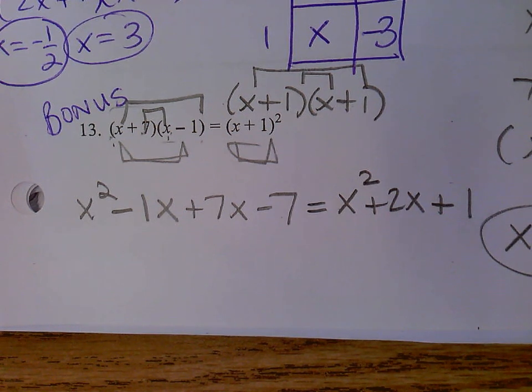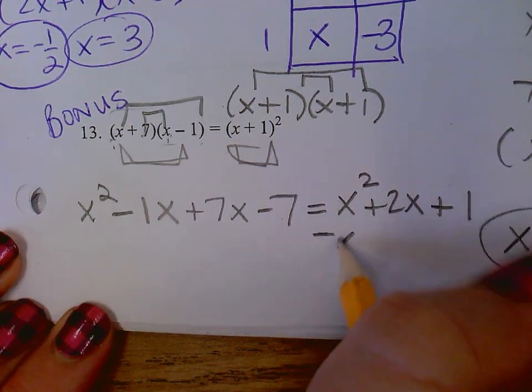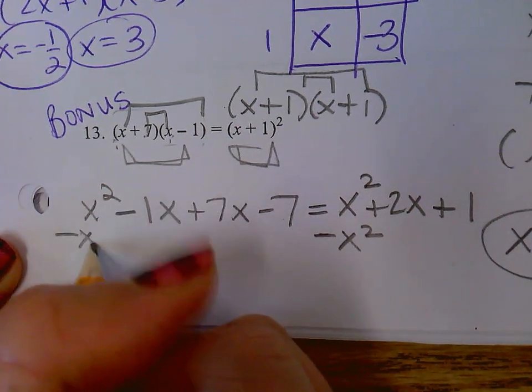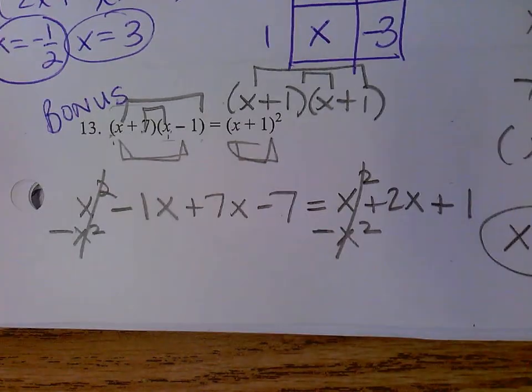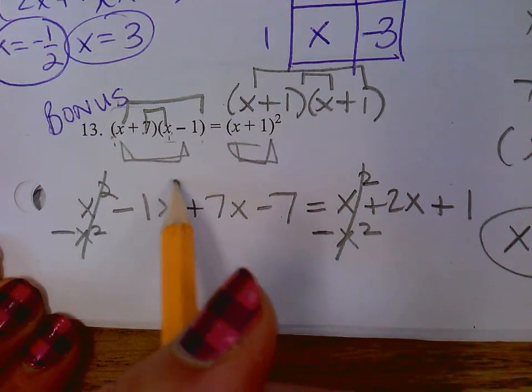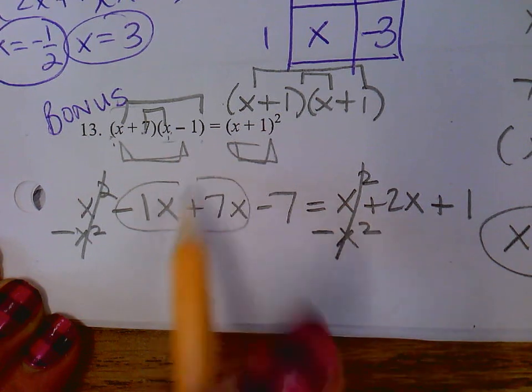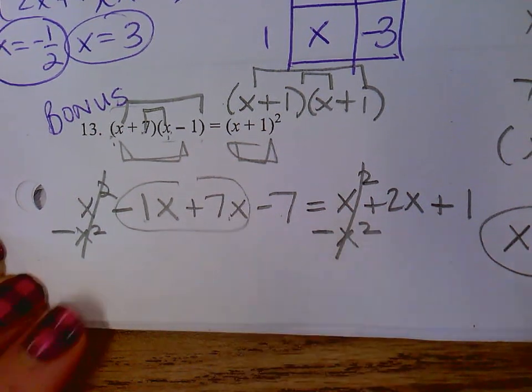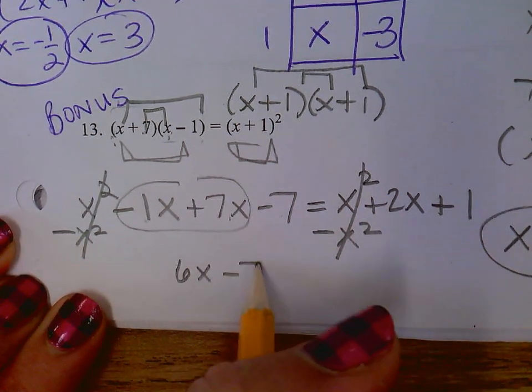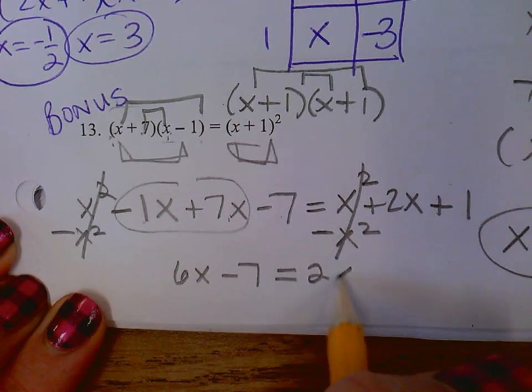So let's start simplifying and combining like terms. What would you start by doing? There's a couple steps you could do first. If it were me, I would subtract this x squared to the other side, because what's going to happen? Both of my x squareds have just gone away. So what do I have left? How many x's do I have on the left-hand side? I have a negative 1 and a positive 7. So I have 6x minus 7 equals 2x plus 1.